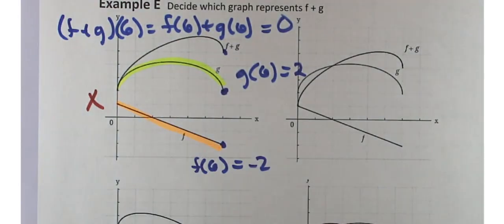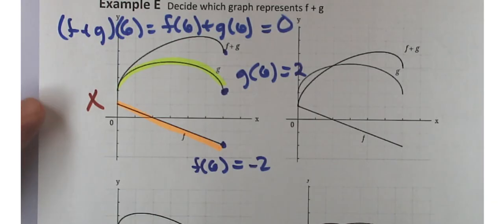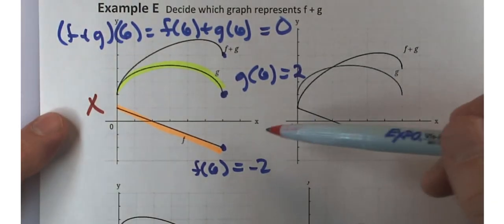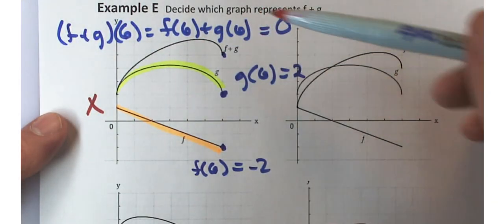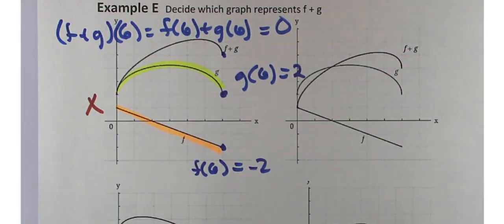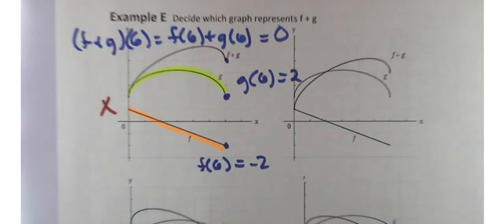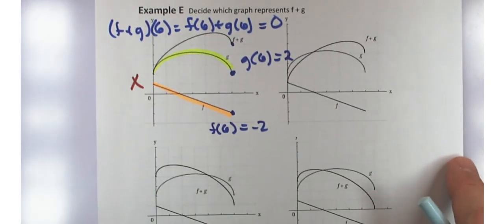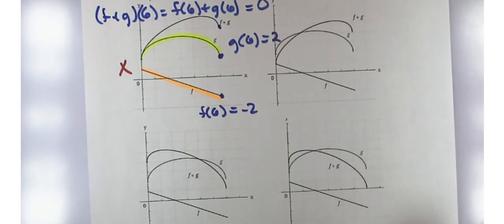Is there one that looks like it could fit that definition? Does it work so that f of 6 plus g of 6 is 0, or the graph of f plus g is at 0 at x equals 6? Is there one of these graphs that matches that calculation? The last one? Yeah, the last one.